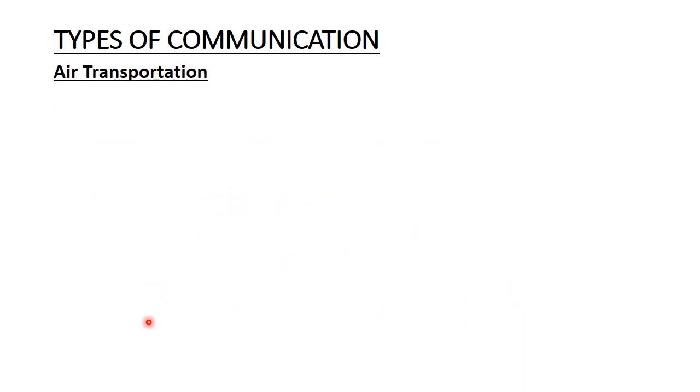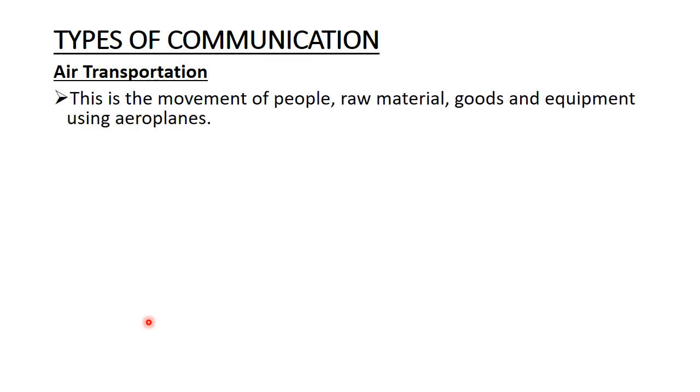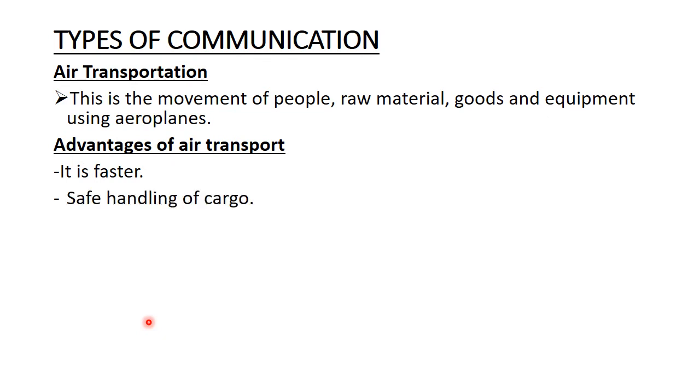So next we look at air transportation. Air transportation is the movement of people, raw materials, goods, and equipment using airplanes. So what are the advantages? The first is it is very fast. Of all the modes of transport we have discussed, in fact, of all the modes of transport, it is the fastest. Also, there is safe handling of cargo.